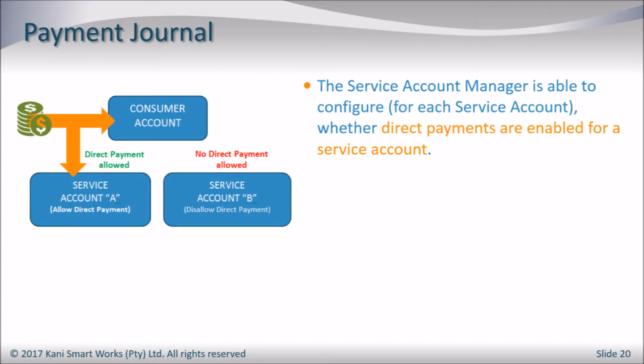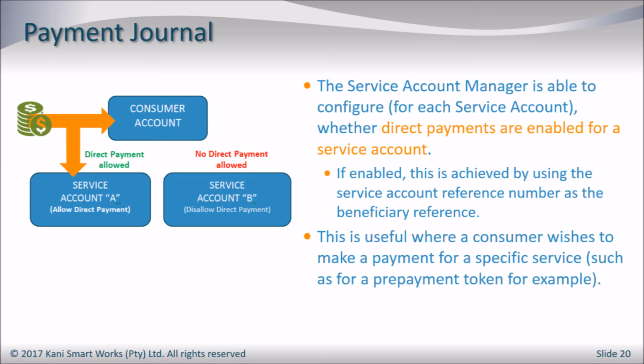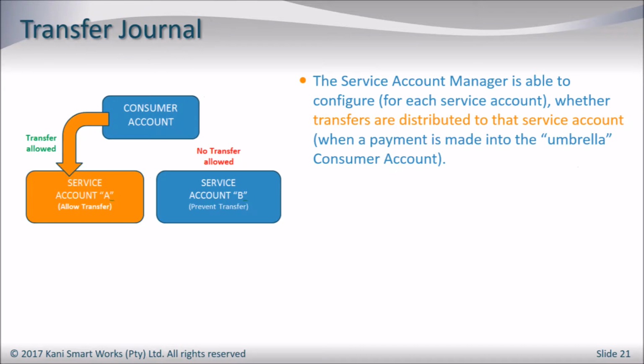SmartWorks utilizes a very important option for service accounts. The Service Account Manager is able to configure for each service account whether direct payments are enabled for a service account. So if enabled, this is achieved by using the service account reference number as a beneficiary reference. It's useful where a consumer wishes to make a payment for a specific service, such as for a prepayment token, for example, and not just into their umbrella consumer account.